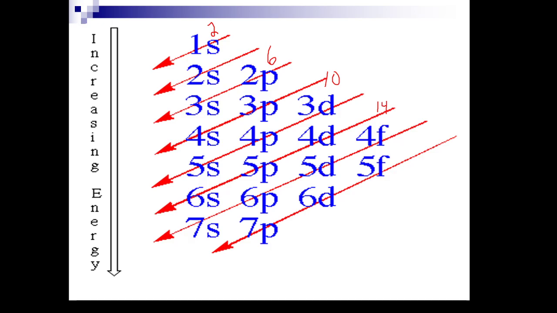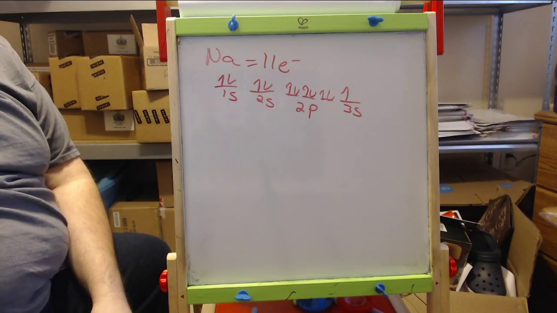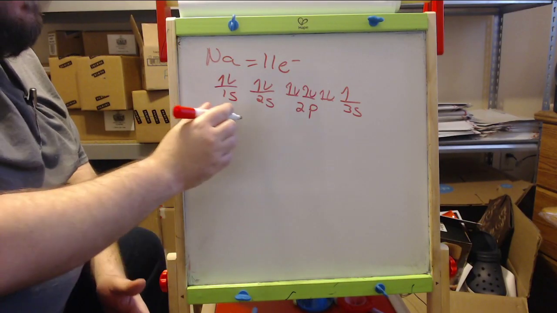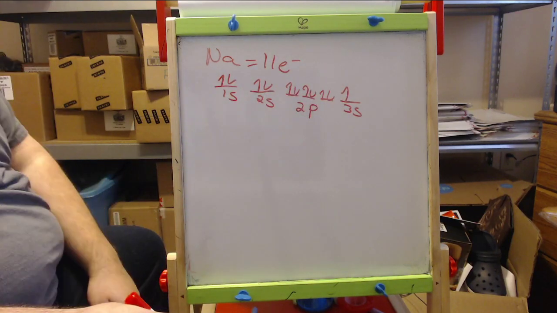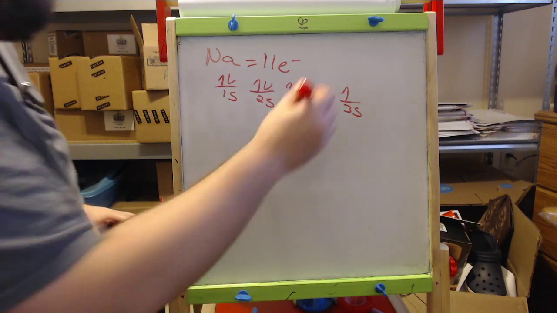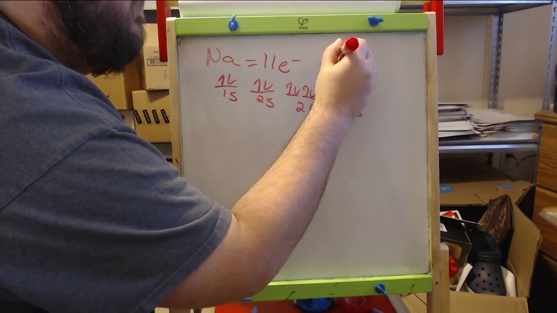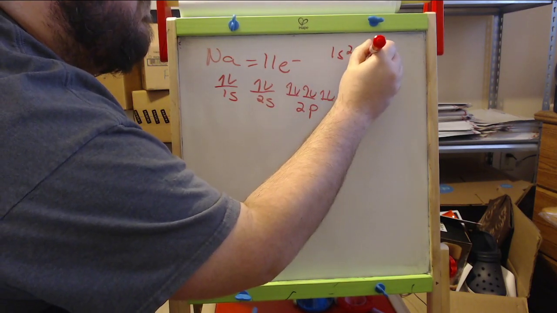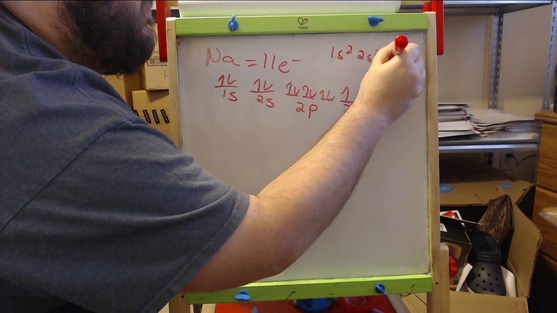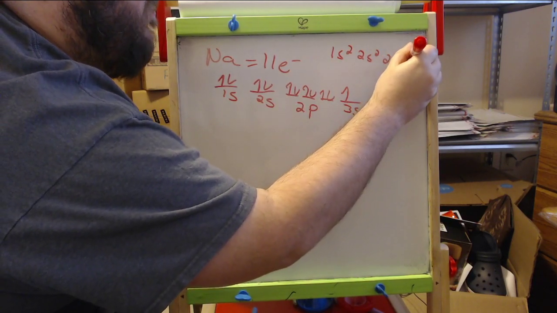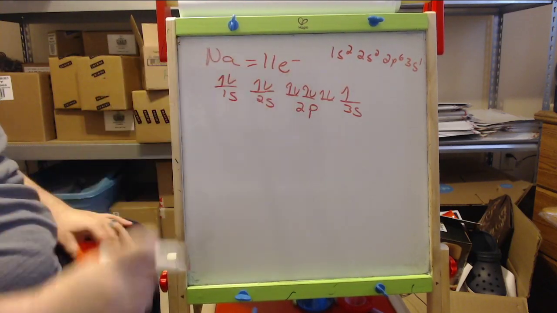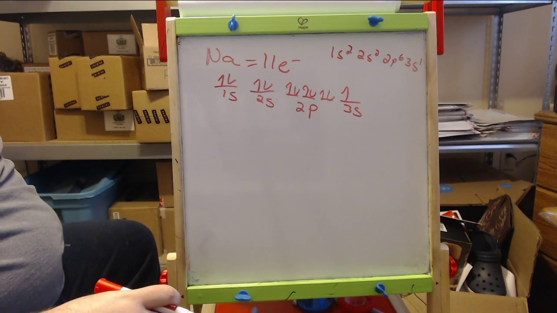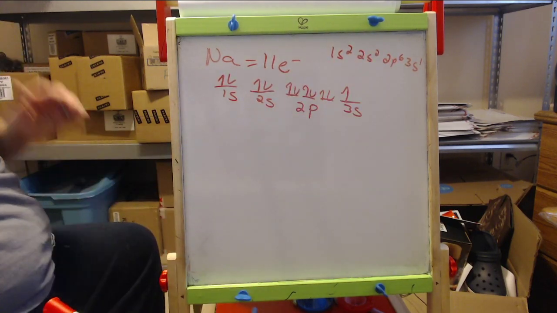And my electron configuration would look like this. 1s2, 2s2, 2p6, 3s1. And we can write it shorthand too. 1s2, 2s2, 2p6, 3s1. This is showing the complete diagram. This is the shorthand, one of the shorthand ways.